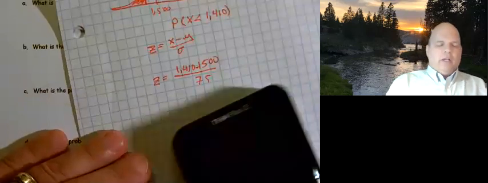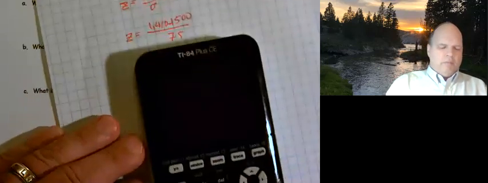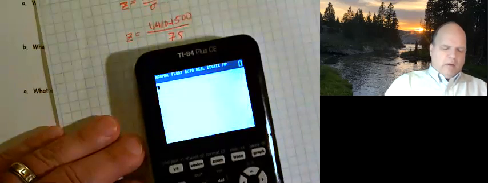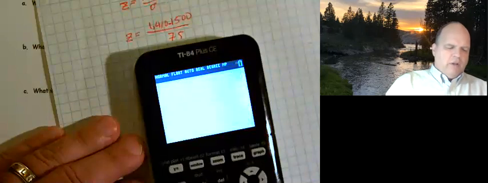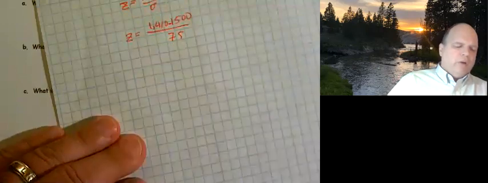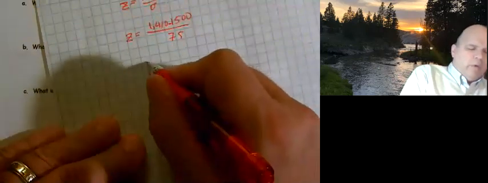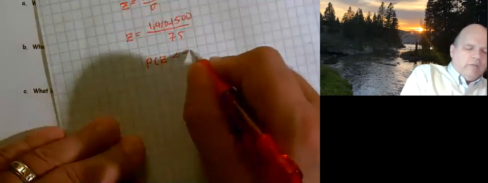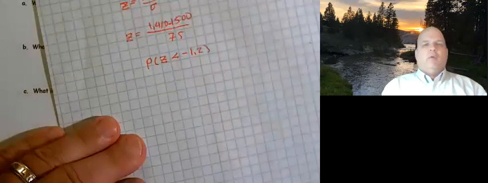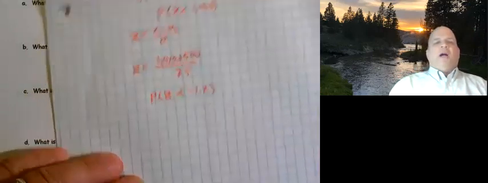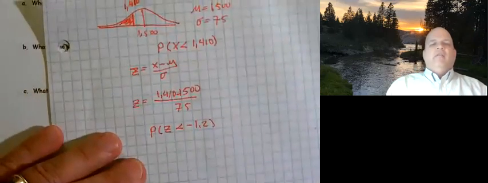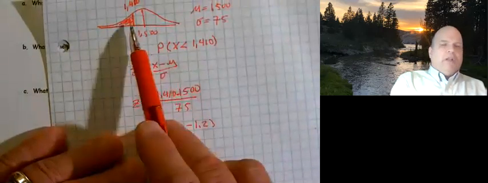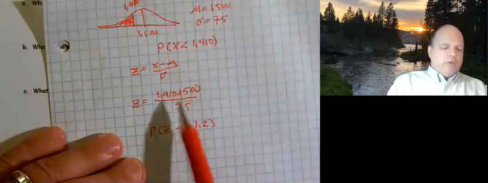And so I'm going to go ahead and calculate that out. And 1,410 minus 1,500. I'm going to divide that by 75. And I get a negative z-score, a z equal to negative 1.2. So I want the probability that z is less than negative 1.2. That's what we're looking for. All right. And it's no surprise that we're working with a negative z-score because we're below the average. 1410 is below the average.